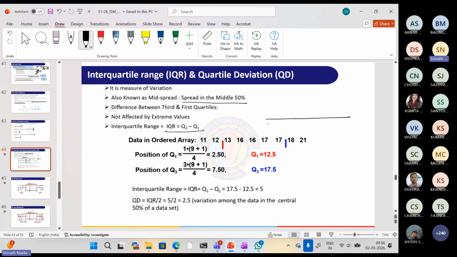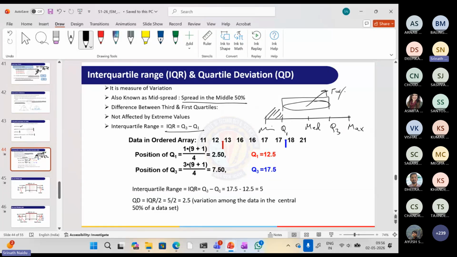So you can view the data like this. This is the minimum point. This is Q1. This is the median. This is Q3, and this is the max. So you're asking, okay, 25% of the data is less than this Q1. 75% of the data is less than this Q3. So how much data is here? 50% of the data.